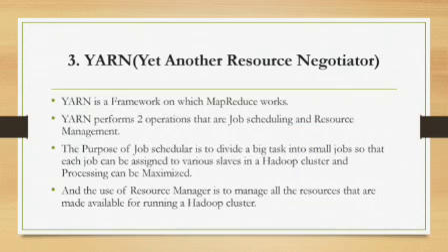Okay, now let me go through YARN. It means Yet Another Resource Negotiator. YARN is a framework on which MapReduce works. YARN performs 2 operations, that are job scheduling and resource management. The purpose of the job scheduler is to divide a big task into small jobs so that each job can be assigned to various slaves in a Hadoop cluster and processing can be maximized.